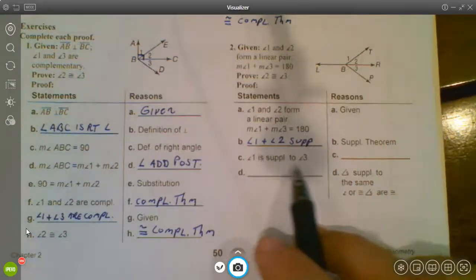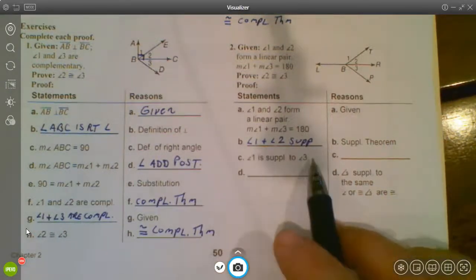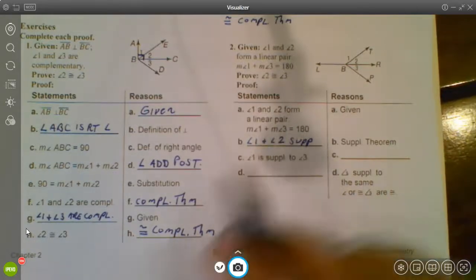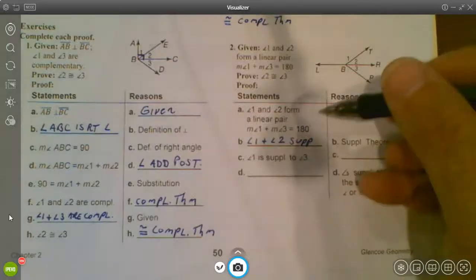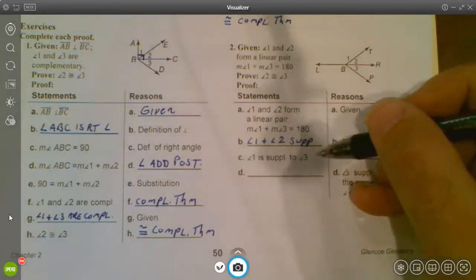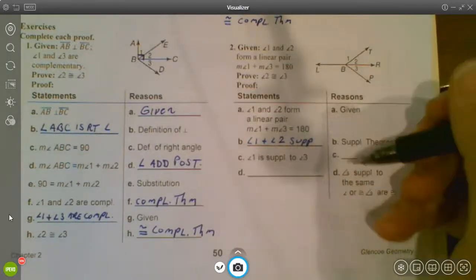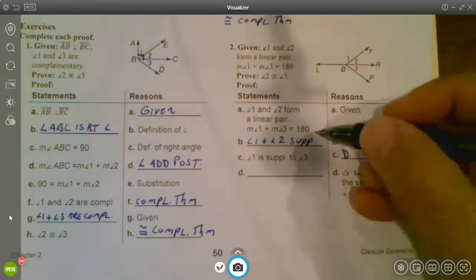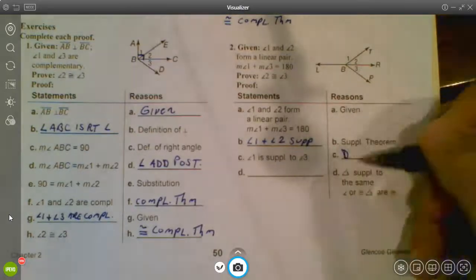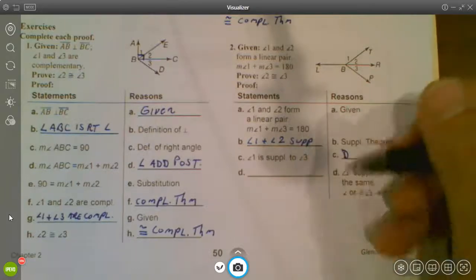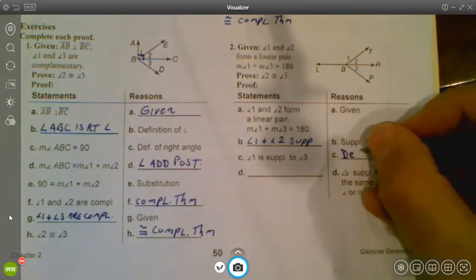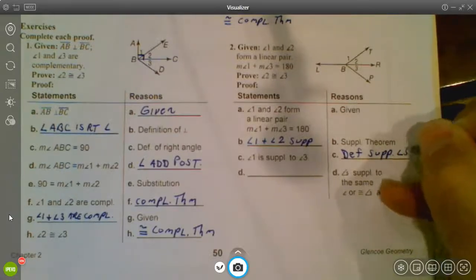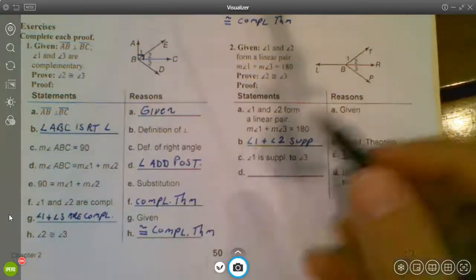So what's allowing them to say that angle 1 is supplementary to angle 3? If you look back up at our given, we're told that angle 1 plus angle 3 is 180 degrees. If they add to 180, that makes them supplementary, and that's just the definition of supplementary angles. The definition says if two angles add to 180, then they're identified as supplementary angles. So we're just going to call that the definition of supplementary angles.